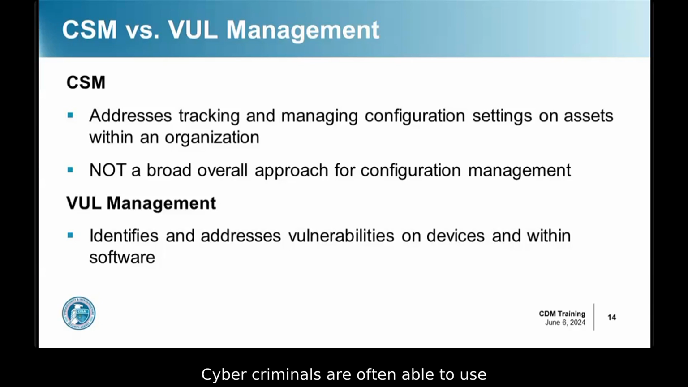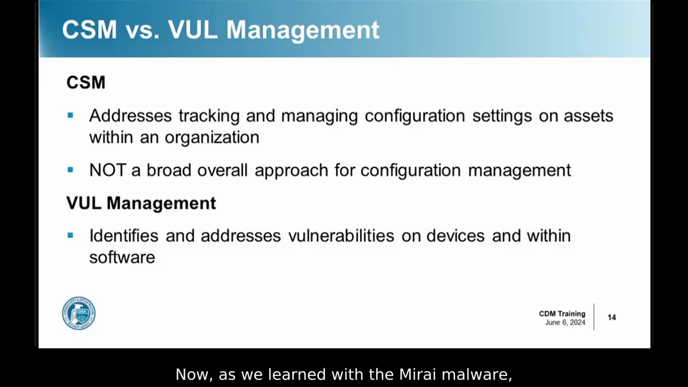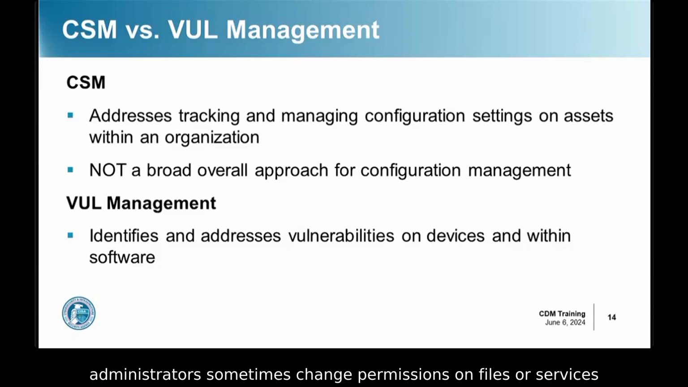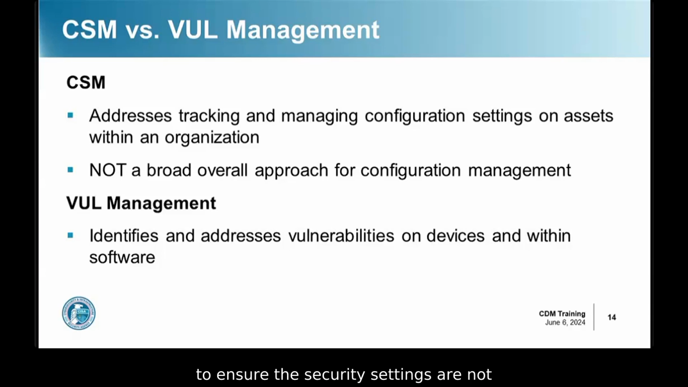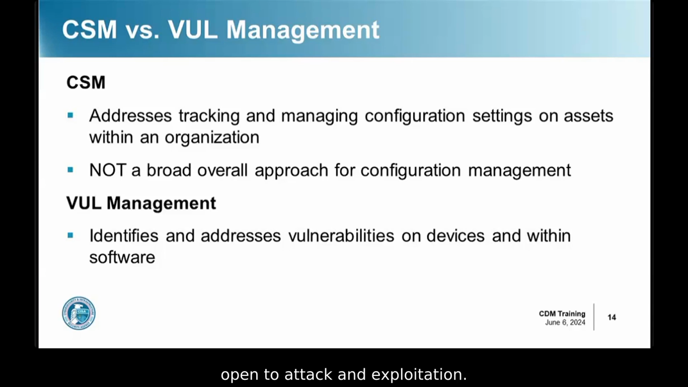Cybercriminals are often able to use automated scanning attacks to search for and exploit assets that have misconfigurations. Once found, they can then pivot to attack other assets within the enterprise. Now, as we learned with the Mirai malware, attackers are scanning and looking for default configurations consistently. Not all vulnerable configuration settings are due to out-of-the-box settings. During troubleshooting efforts, administrators sometimes change permissions on files or services to ensure the security settings are not interfering with the execution of a program or a service. When inadvertently left in place, these configuration changes can leave the modified application open to attack and exploitation.